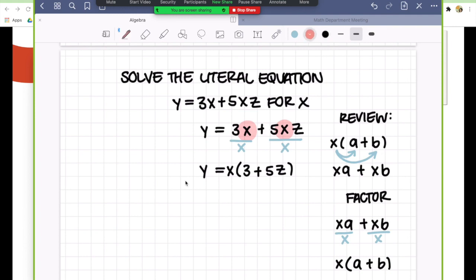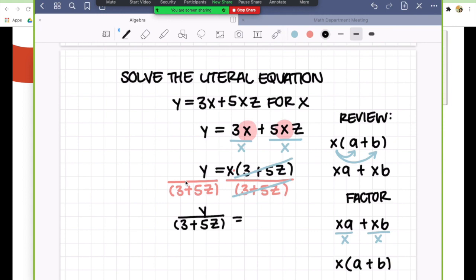Now, again, since x is next to the parentheses, that means we still have that imaginary multiplication sign there. So instead of multiplying, I can divide on both sides. Divide that 3 plus 5z. Divide 3 plus 5z, and that cancels out this right here. And so I am left with y over 3 plus 5z in the end, and that equals x. So now that I have just one x, this would be my answer.